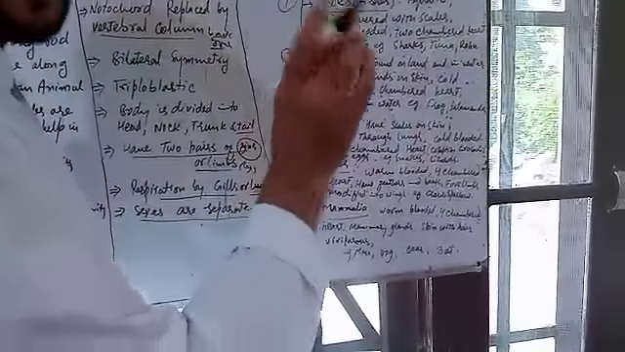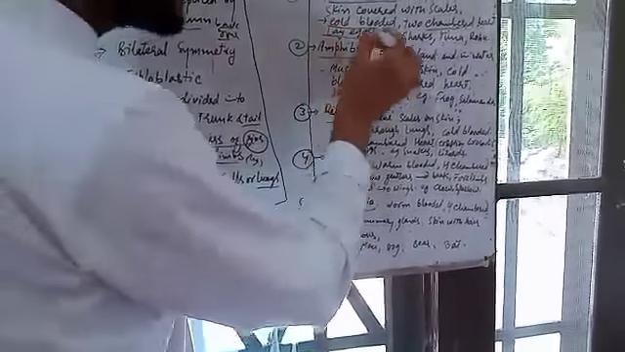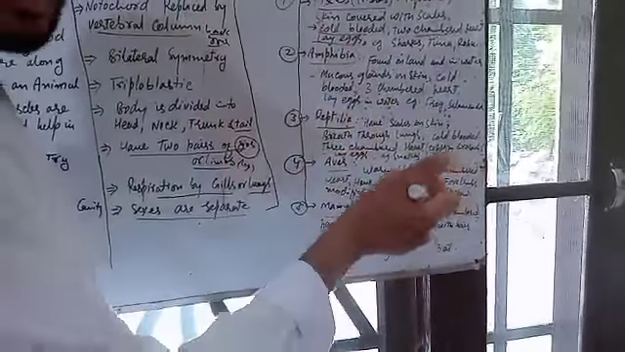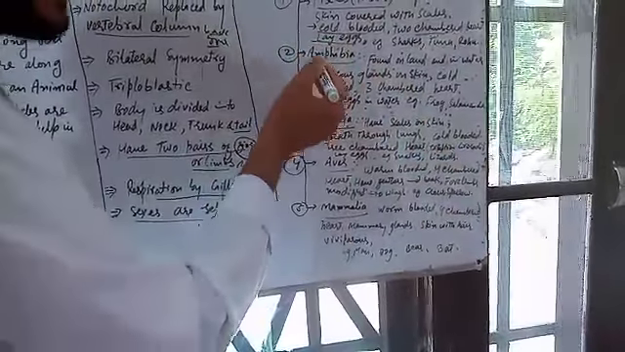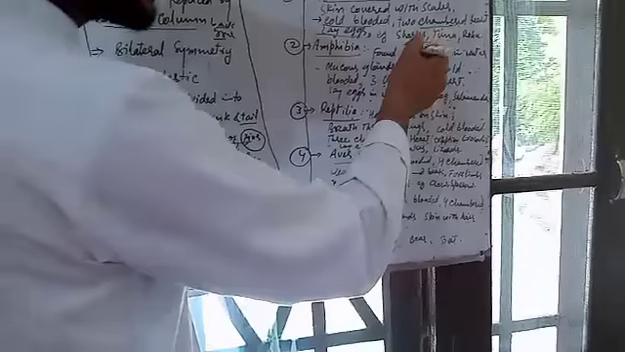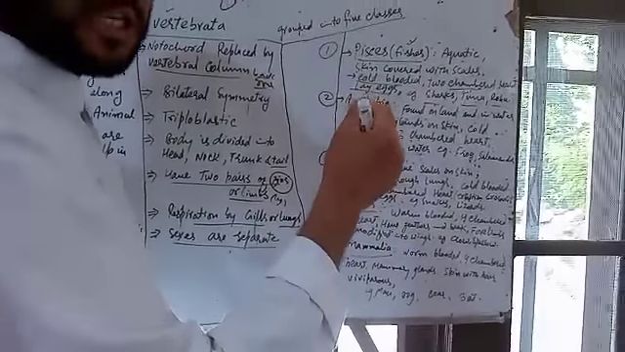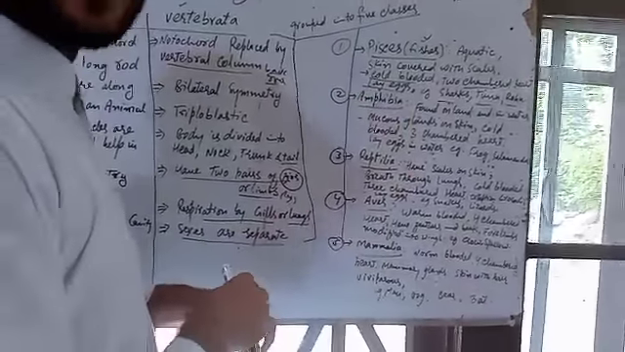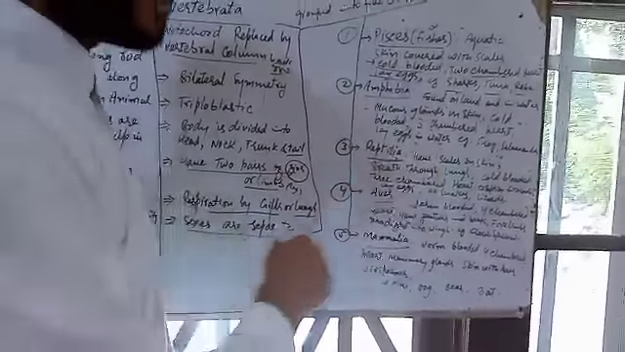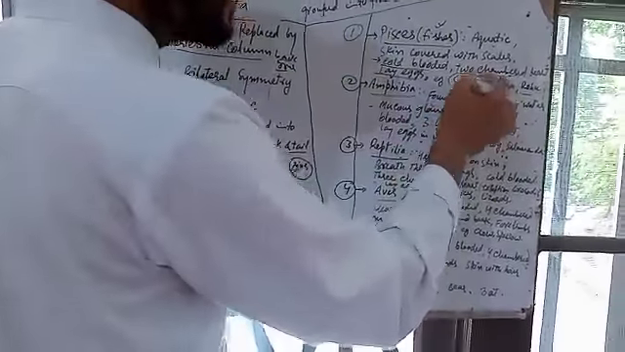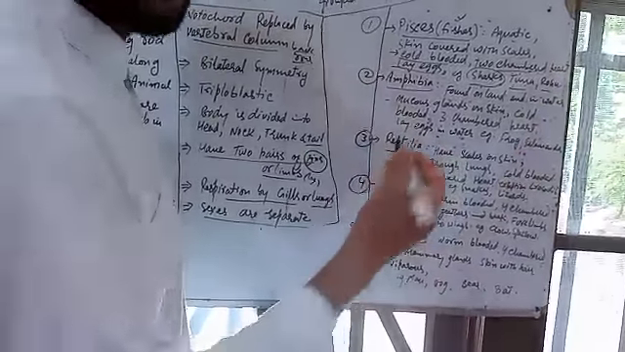Two-chambered heart. Heart having only two chambers, auricle and ventricle. Lay eggs. They do not give birth to young ones directly, but they lay eggs. That means oviparous. Examples are sharks, tuna, rohu. Actually, these fishes can be classified into two based on the skeleton: either cartilaginous fishes, having cartilage endoskeleton, or bony fishes, having bony endoskeleton. Shark is cartilaginous, and tuna and rohu are bony fishes.